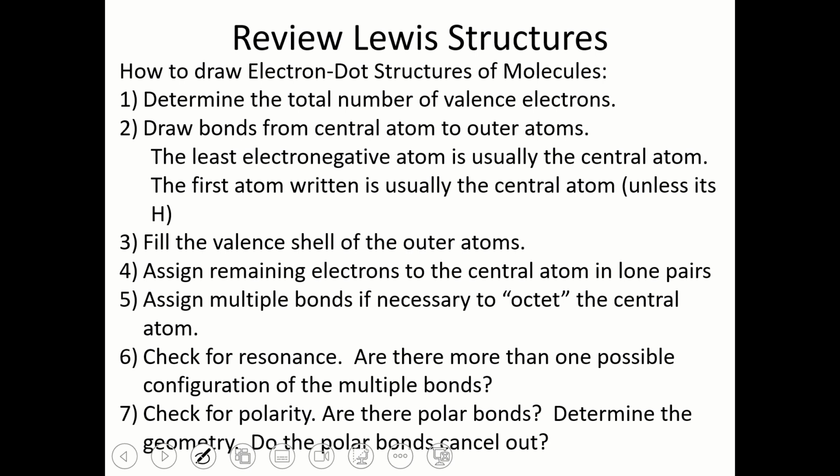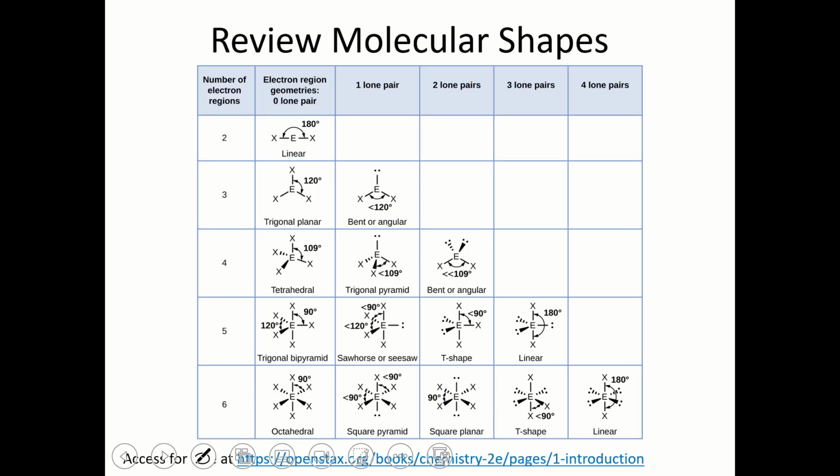And it may help to go back and review your quantum mechanics section as well, especially your s, p, d, and f orbitals. So this is just an image of your different molecular shapes. Remember, these are your number of electron regions and the electron geometries that are associated with each. So that's the most important section. Remembering your linear, your trigonal planar, tetrahedral, trigonal bipyramidal, and octahedral.